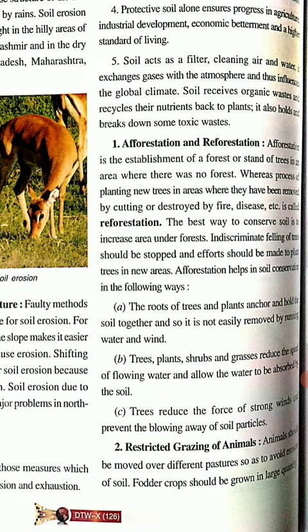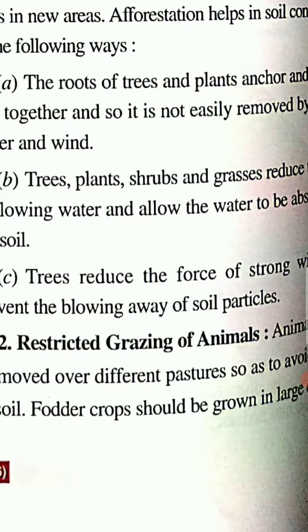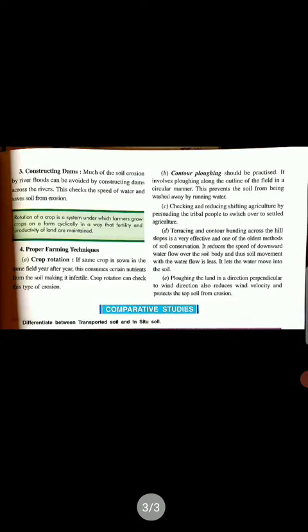Second is restricted grazing of animals. Animals should be moved over different pastures so as to avoid erosion of soil. Means animals को सिर्फ एक ही pasture land पर grazing कराने की बजाय on a different pasture land पर शिफ्ट करते रहना चाहिए, so that जो previous pasture land है उसको recover होने का टाइम मिल जाए और उसमें enough fodder and crops जो हैं वो grow हो पाए.